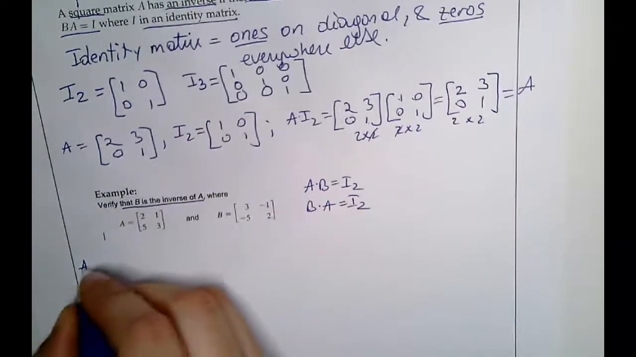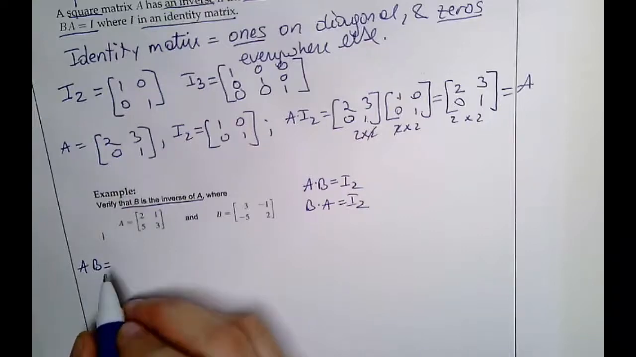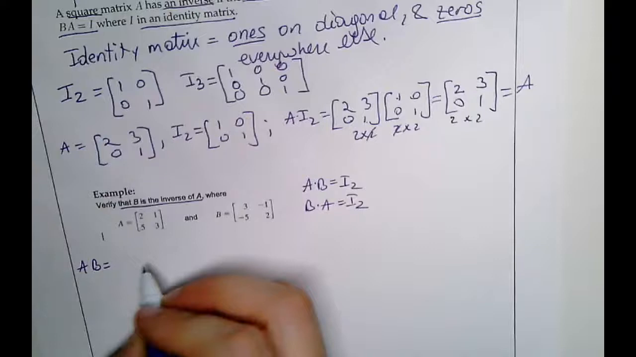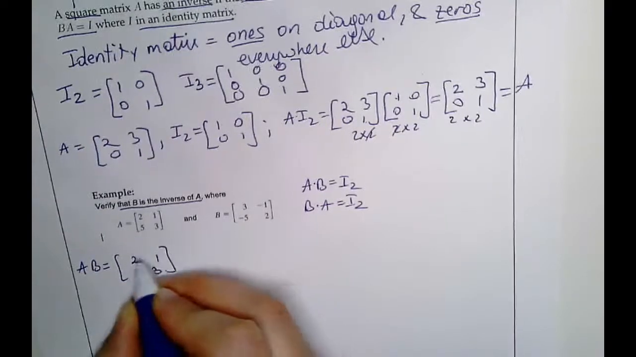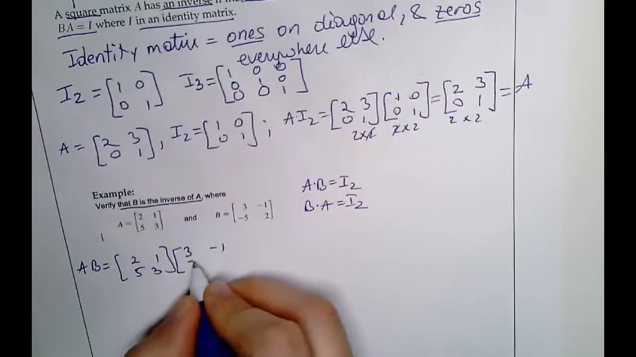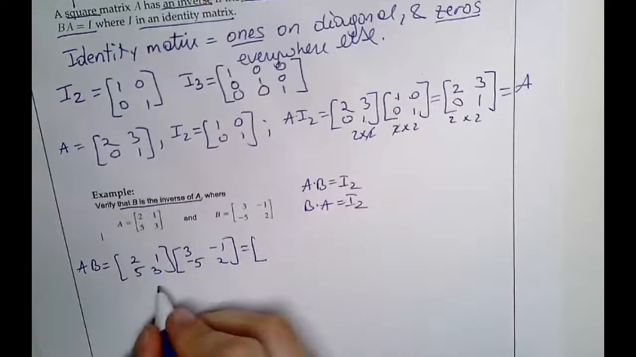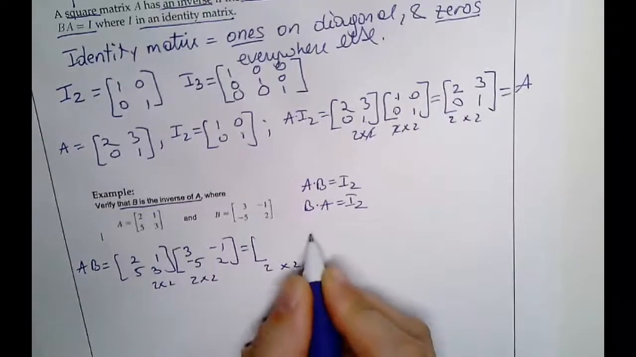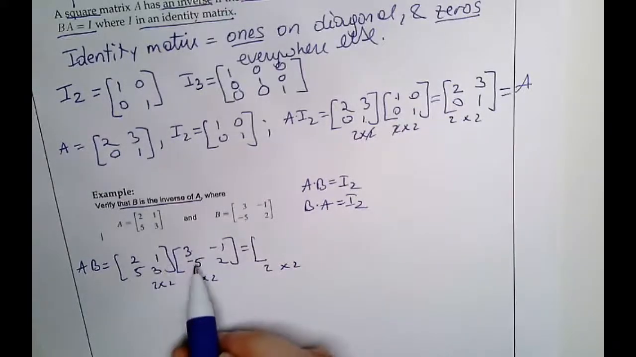So let's see what A times B is. Just like when we multiply x and y, we just write xy, I don't put anything in between. So AB will be the matrix A, which is 2, 1, 5, 3, times the matrix B, which is 3, negative 1, negative 5, and 2. And let's see what we get out. They're both 2 by 2, so the result is going to be a 2 by 2. So it's going to be 2 times 3 plus 1 times negative 5.